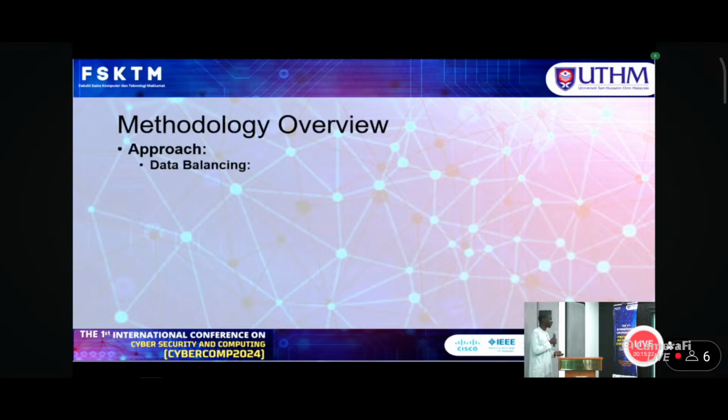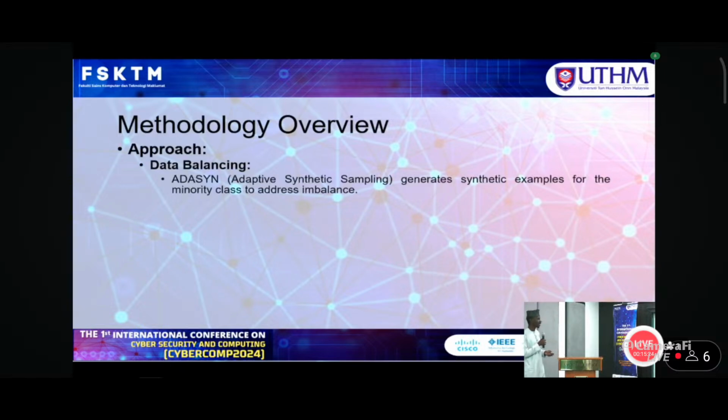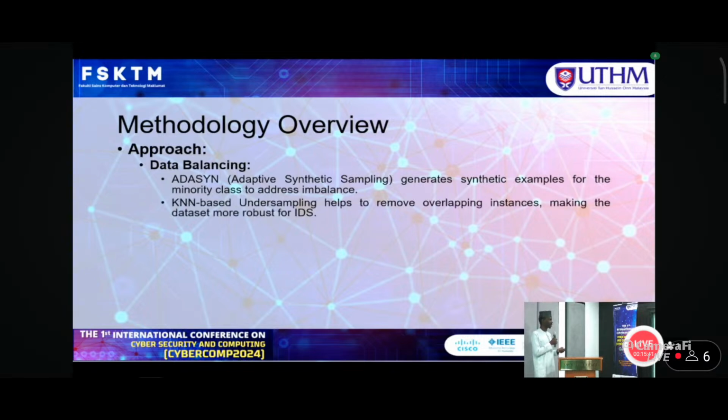Then we have the methodology. With the approach that we followed, for data balancing, we use adaptive synthetic sampling to generate synthetic examples for the minority class. The minority class is the class for which we do not have enough data to perform such activities on. Then we have the K-nearest neighbor-based undersampling that helps to remove overlapping instances. All instances that are overlapping will be removed so that we can have a balanced kind of data, making the data set more robust for IDS.